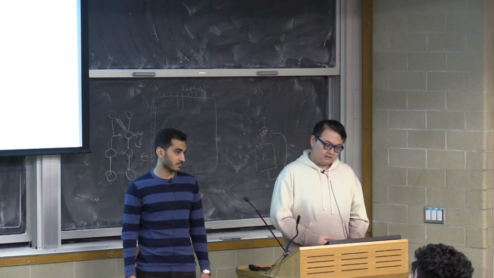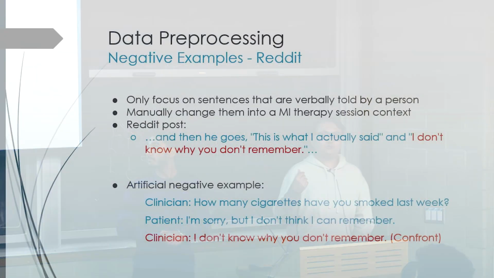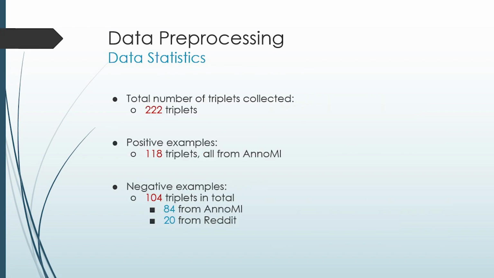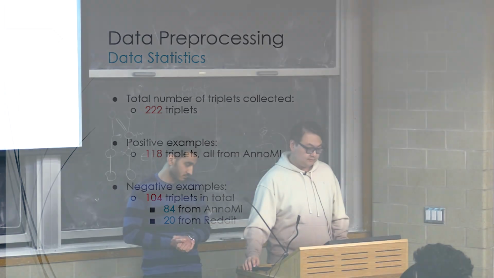Imagination is what we need the most for the Reddit examples, because we basically take a post that has negative sentences, come up with a way for them to appear in a therapy setting, and then give them a MISC encoding. After going through the entire data set, we were only able to get about 200 triplets. Half of them are positive and the other half negative. Within the negative, about 80% are from ANO-MI and 20% are from Reddit.